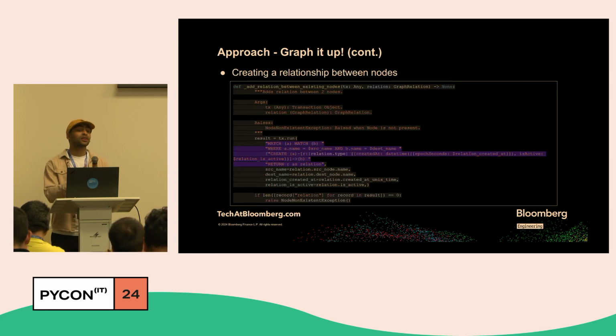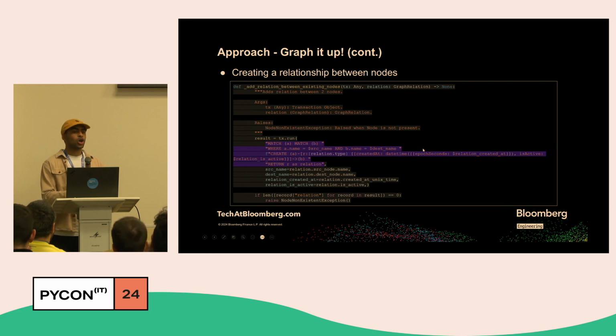The next step is creating a relationship between two nodes. All you need is the name of node 1, the name of node 2, and the type of the relation. It could be work, it could be managing, anything. On top of that, you can add a lot of metadata. What that means is, let's say, when did I create this node, and is this node still active? This is just an example.